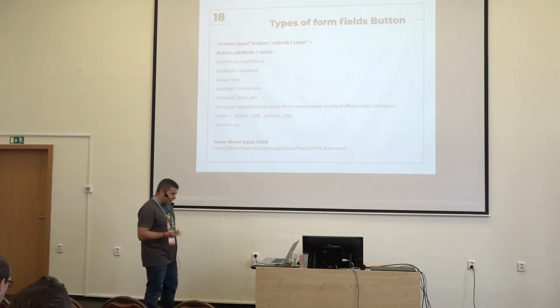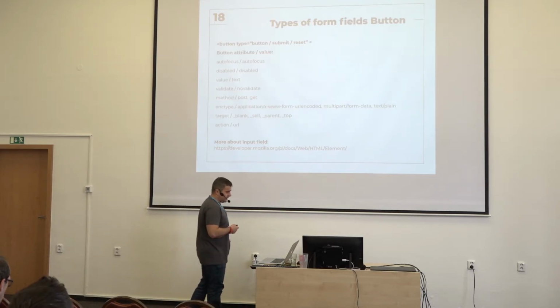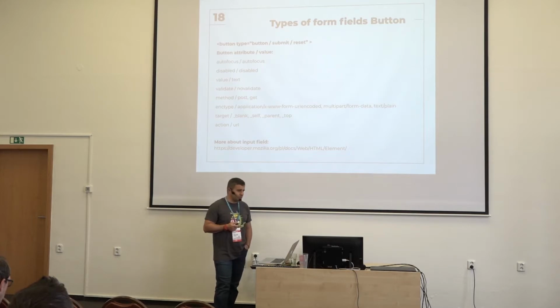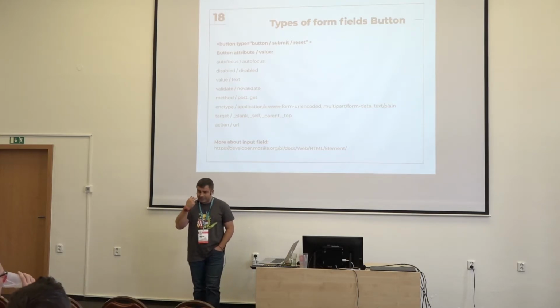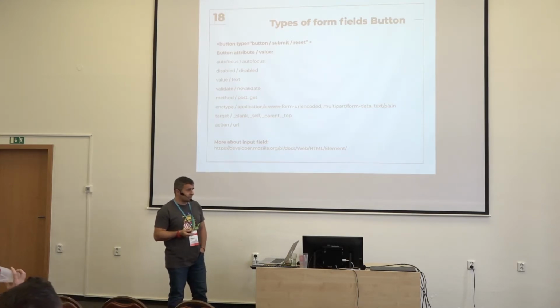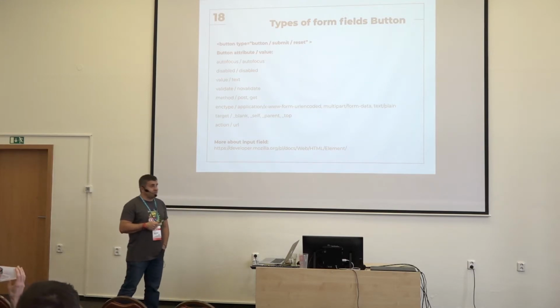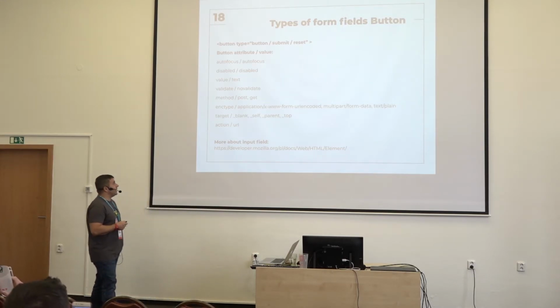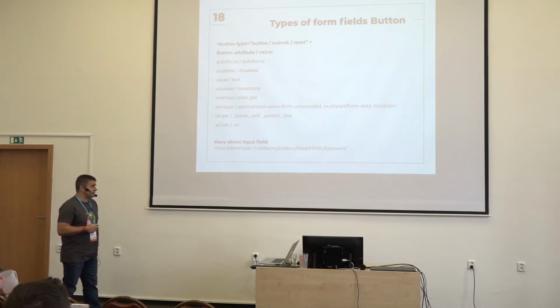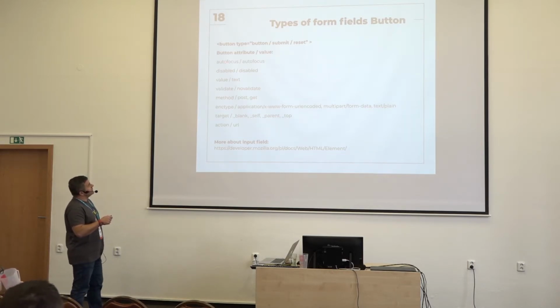Okay. We have also one more type of field. It's a button. It's very similar to input, but has only three types. Those types are button, submit, and reset. The attributes are quite similar to input, so I list only this, and you may check it, it's okay.